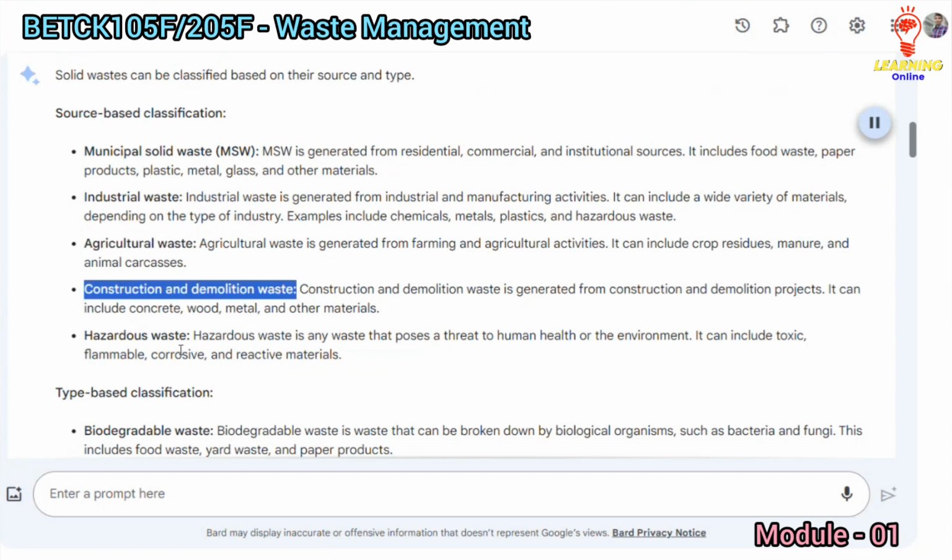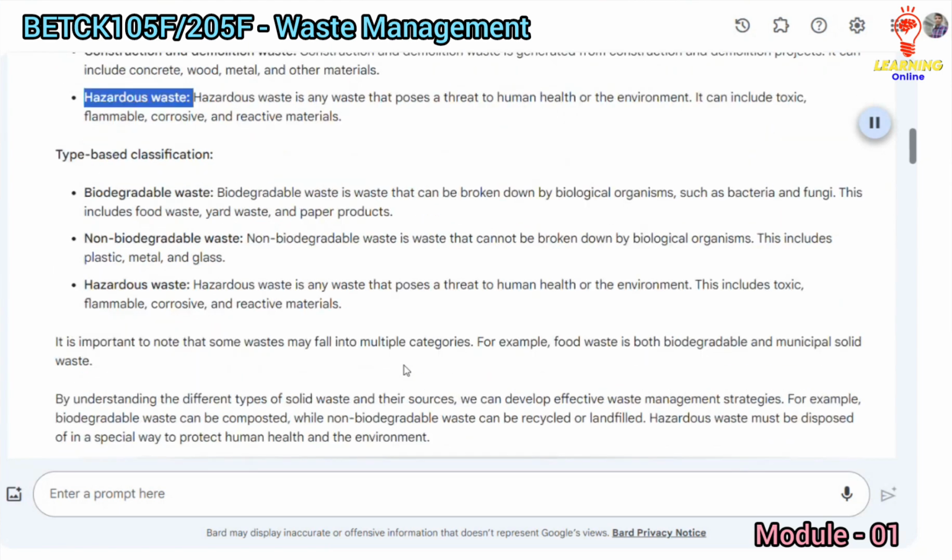Construction and demolition waste. Construction and demolition waste is generated from construction and demolition projects. It can include concrete, wood, metal, and other materials. Hazardous waste. Hazardous waste is any waste that poses a threat to human health or the environment. It can include toxic, flammable, corrosive, and reactive materials.